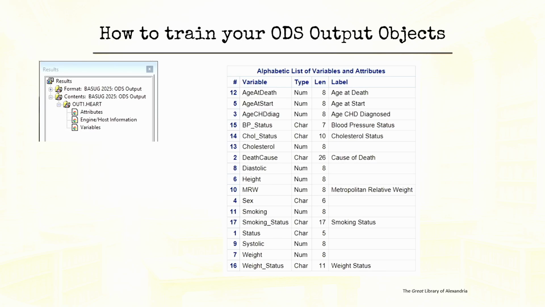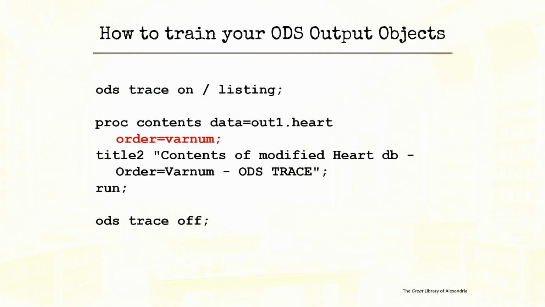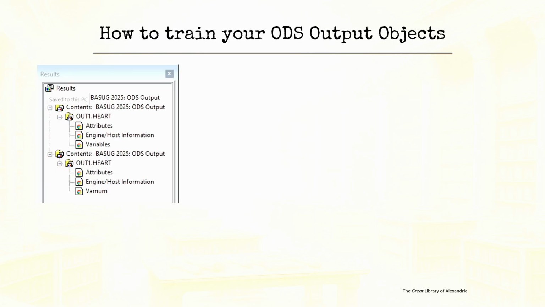And so next we're going to look at changing things up a little bit. We're going to use a different option here. So we're going to do order equals varnum when we do our proc contents. So it's not going to be sorted alphabetically. It's going to be sorted in creation order, or the order of the variables in the PDV.